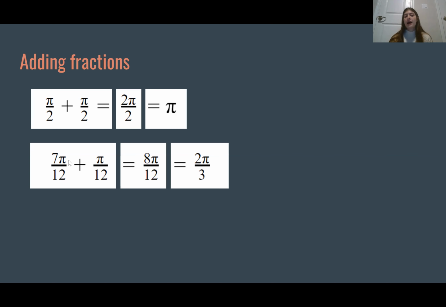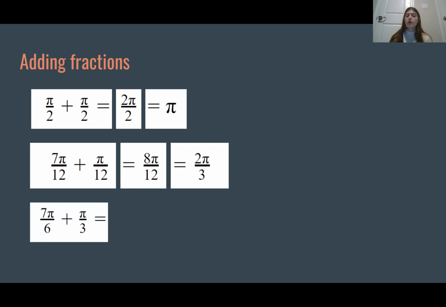And then just treat pi as if it's a variable. It stays consistent the entire time, right? It's not canceling out, it's not leaving, it's not disappearing. Keep the pi, yeah? Okay. And here's our last example. We're looking at 7 pi over 6 plus pi over 3.